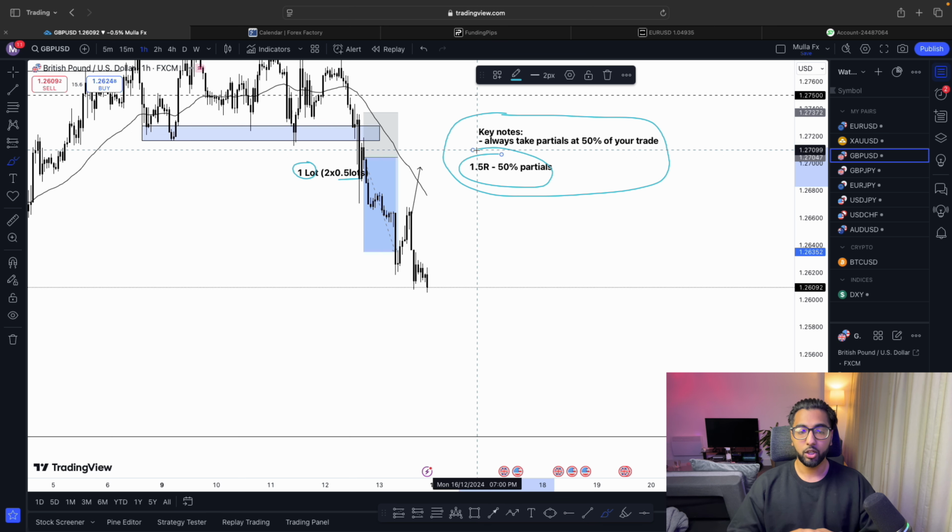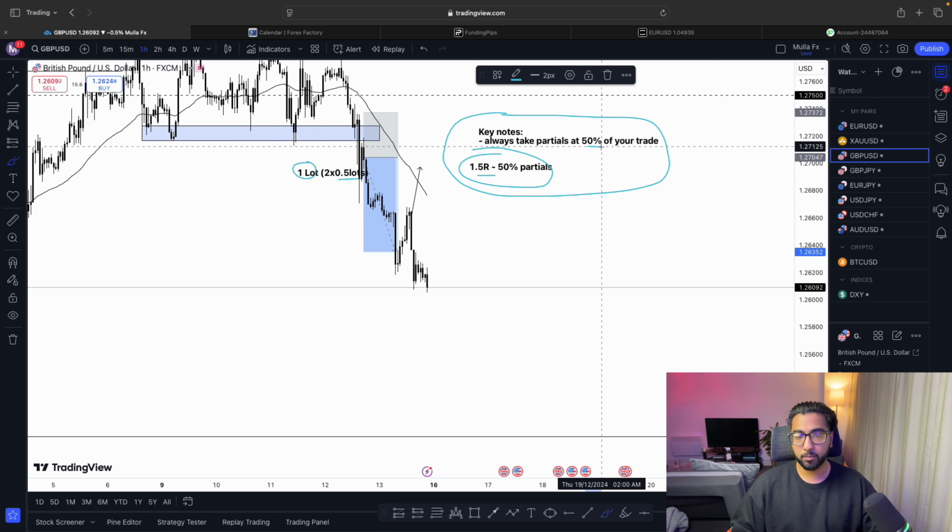If you feel like doing 75% is fine. As long as you take some sort of partial to secure some profit, you can still do it at the halfway point of your trade. It doesn't have to be 50% of your trade. It can be 25%, 60%, 10%, whatever it is. As long as it's a set procedure, for me, I would say 50%. But as long as it's a set procedure, you're going to see that in the game you play within the markets, you have more of an advantage.